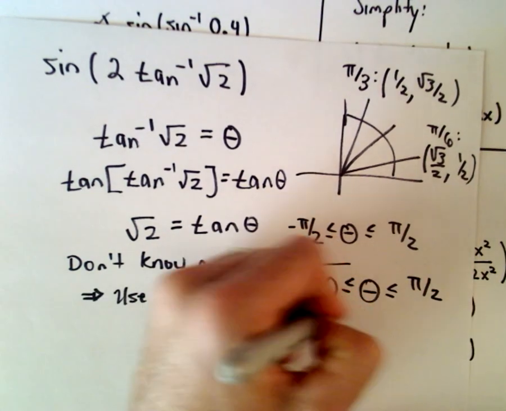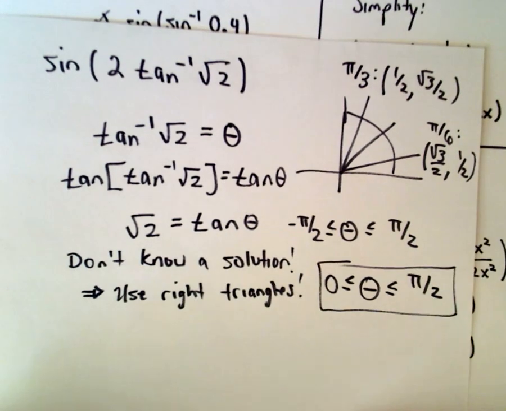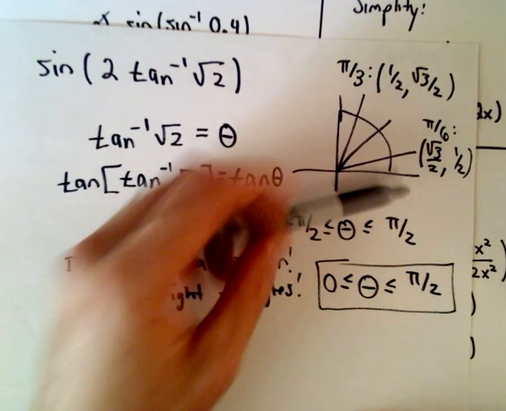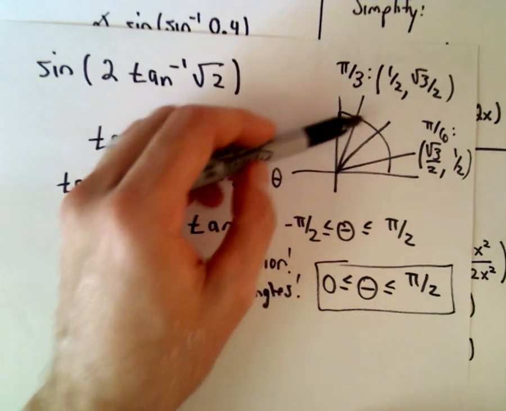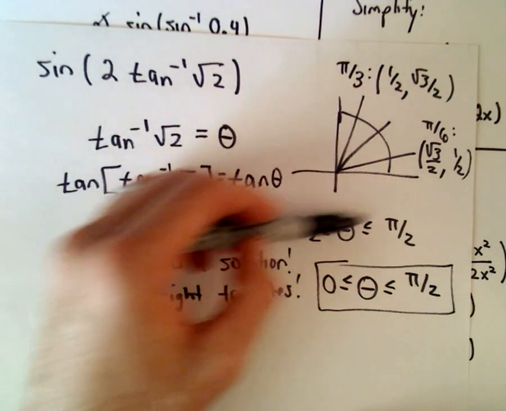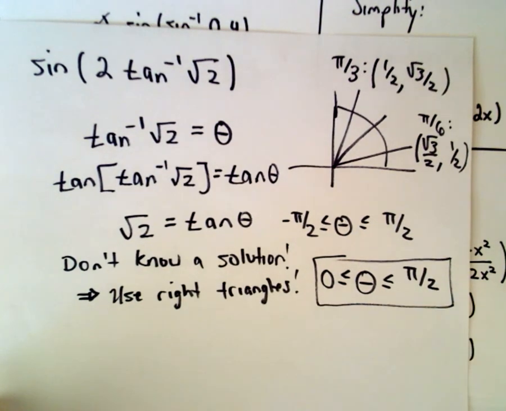We can make that extra restriction because, again, the tangent of an angle has to give us a positive value, and the only angles between negative pi over 2 and positive pi over 2 that do that are going to be in the first quadrant. Okay.